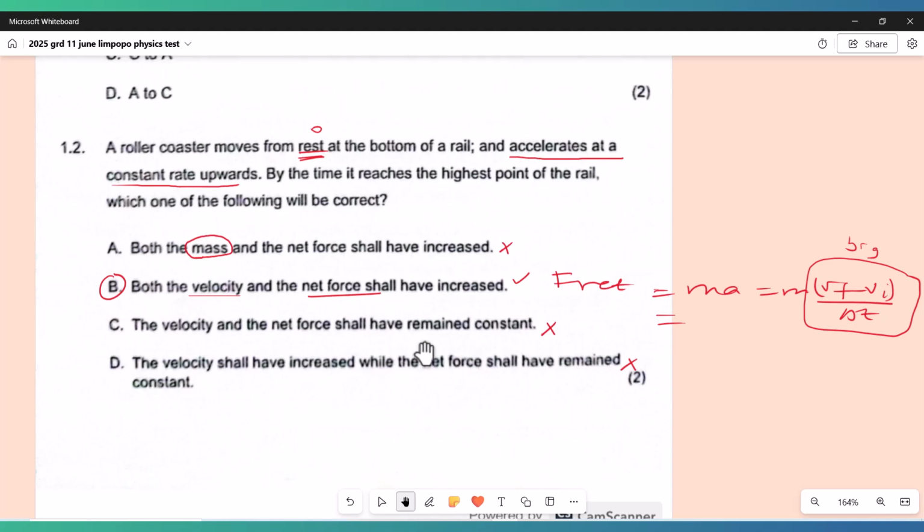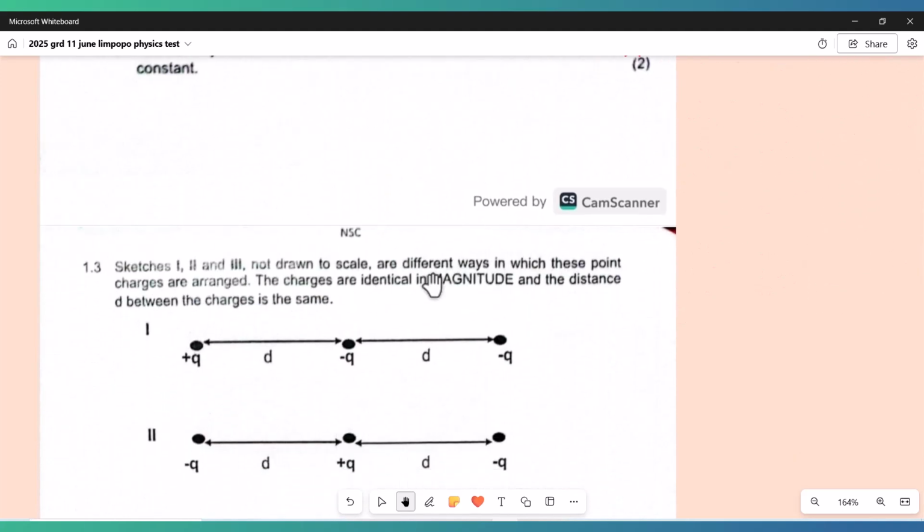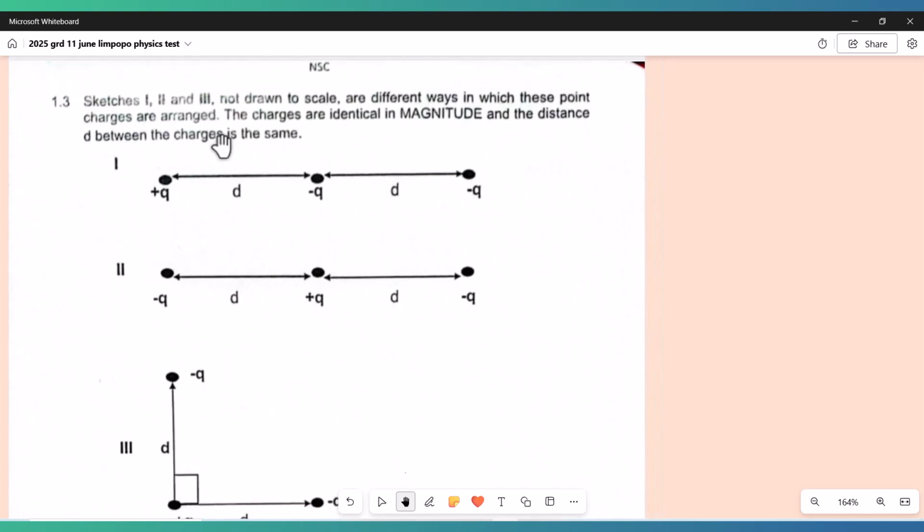Let's continue here. Next question, 1.3. The sketches 1, 2, and 3, not drawn to scale, are different ways in which these point charges are arranged. The charges are identical in magnitude and the distance between the charges is the same. The moment they say identical, what should come to your mind? They have the same charge. We can make it 2. You can make it 2 everywhere because they're saying it's the same charge everywhere. So it's going to be positive 2 here and negative 2 here, then negative 2 here.